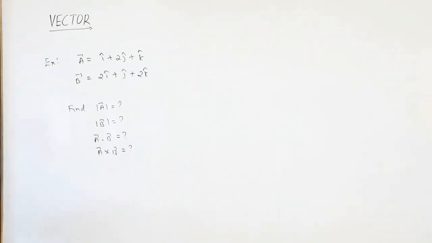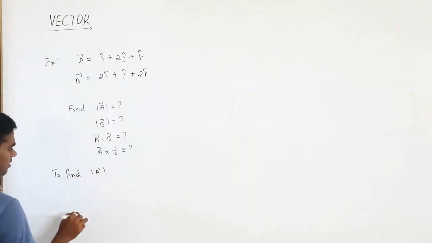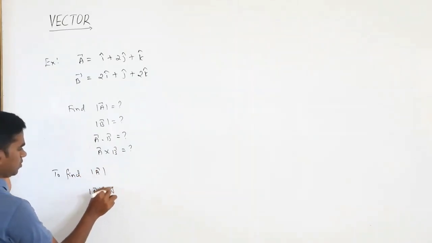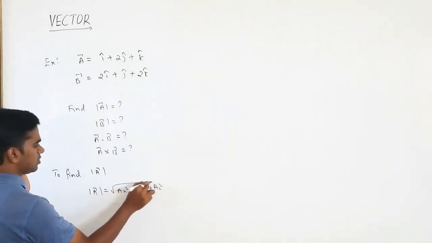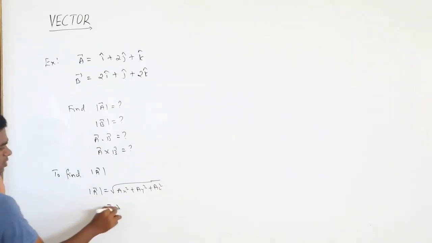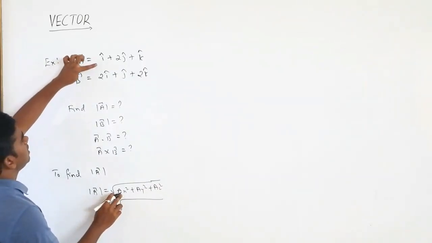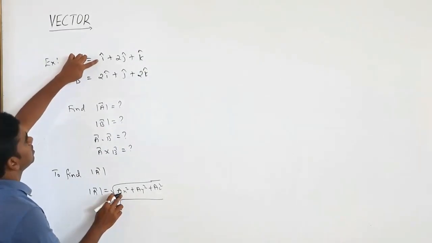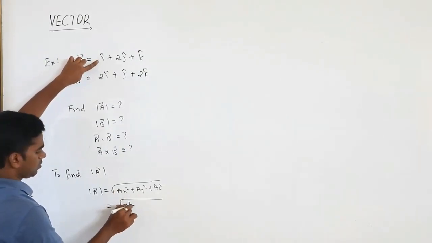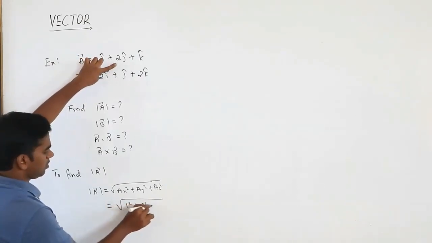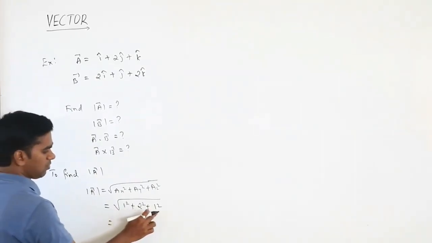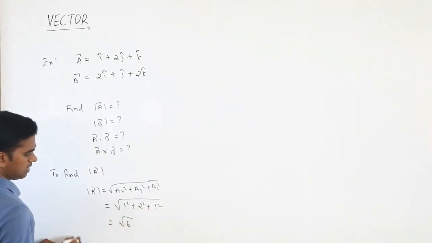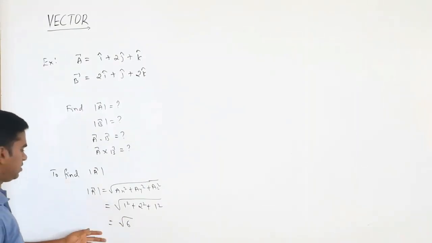Okay, so now the first one, to find the magnitude of A. How can we find the magnitude of A? Magnitude of A is equal to the square root of ax square plus ay square plus az square. What is ax? If nothing is there, it means 1 is there. So 1 square plus 2 square plus 1 square. 1 square is 1, 2 square is 4, 1 square is 1, so root of 6. So the magnitude of A is root of 6.